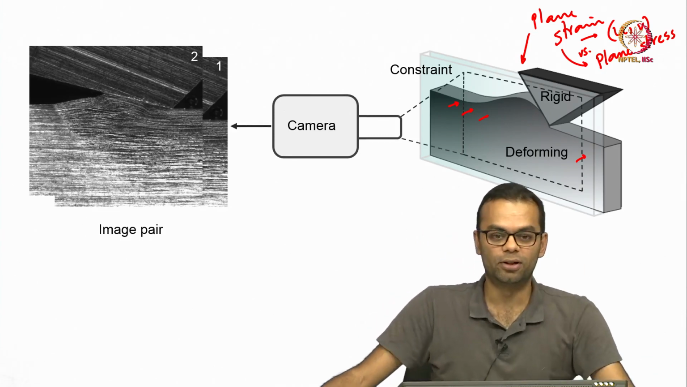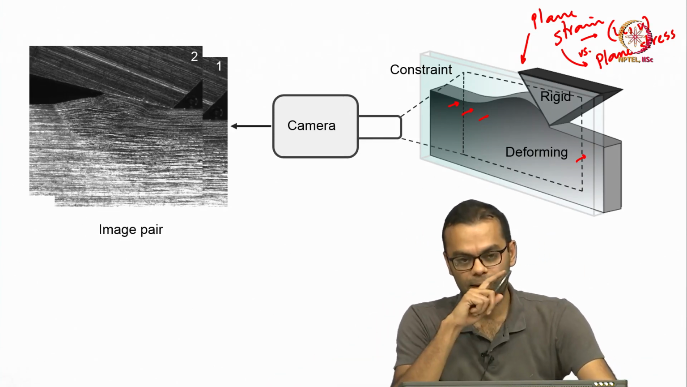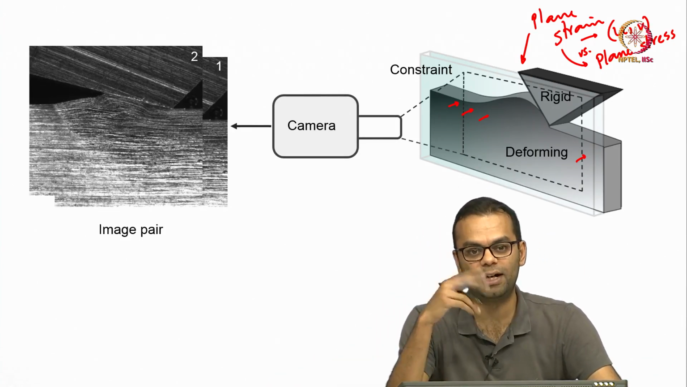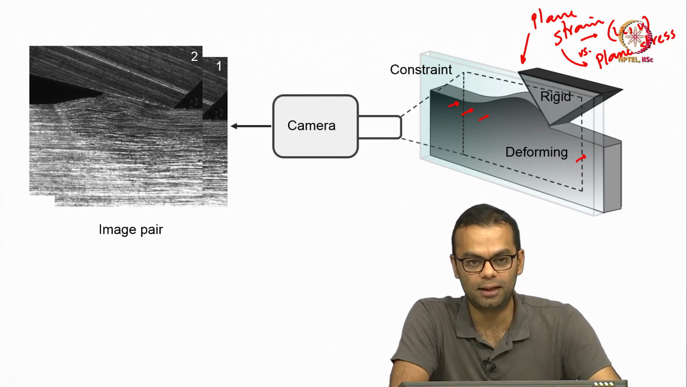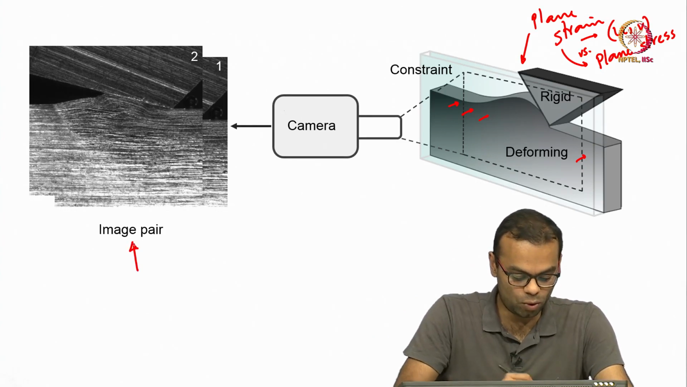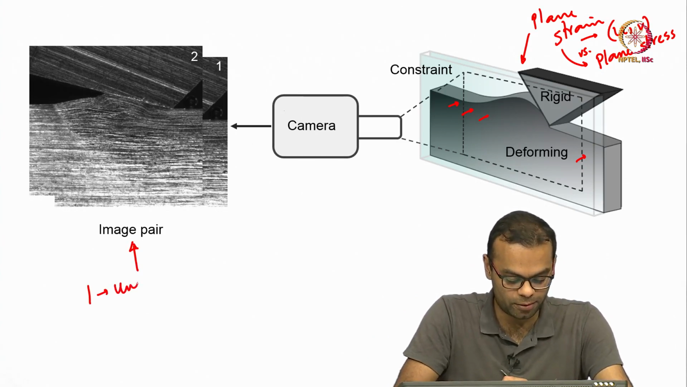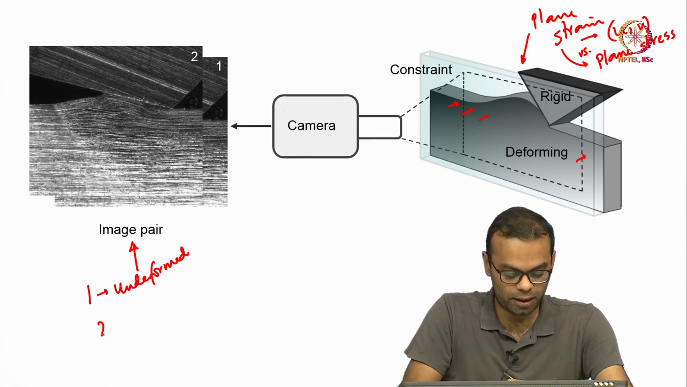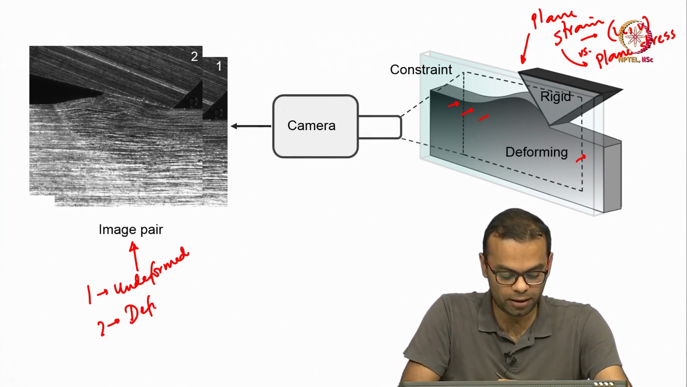If it is a high speed camera it is going to record at a particular frame rate, but let us say for simplicity we have 2 images from this sequence which we are going to label 1 and 2. So, this is our image pair. 1 will be like an undeformed configuration like we drew before, and 2 will be like a deformed configuration.